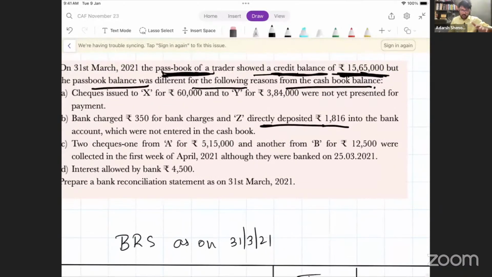Two checks, one from A for 5,15,000 and another from B for 12,500, were collected in the first week of April, although they were banked on 25/3/21. What do you mean by banked here? Deposited. So there were two checks from A and B. What is the total? 5,15,000 plus 12,500, that's 5,27,500. These were collected by the bank in the first week of April.